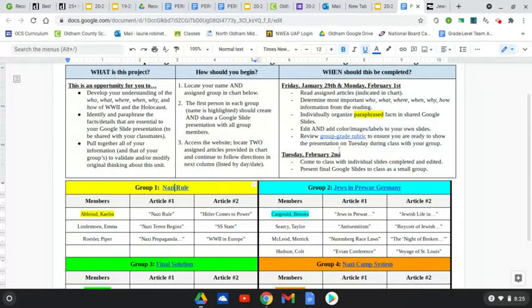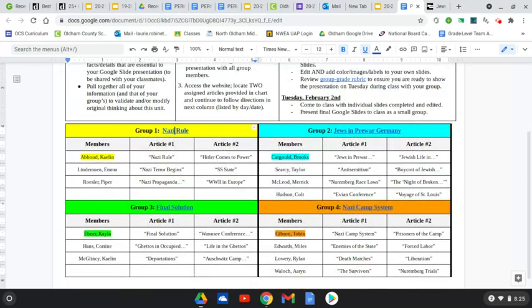Going back here, when you walk into the classroom on Tuesday, February 2nd, you really need to come in ready to go. That single Google slide presentation per group should have all slides for all group members edited and fully completed. I'll probably give you about 10 minutes up front to just pull together as a group, see if there's any last minute, I like to call it housekeeping, cleaning up of the document before you get up in front of the group and present.